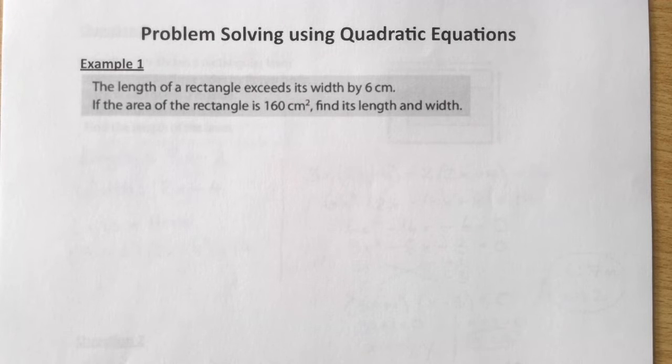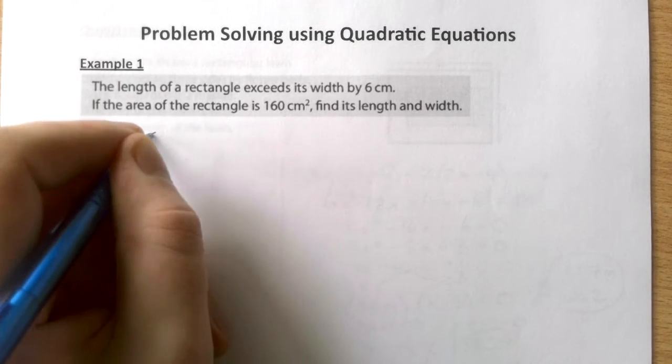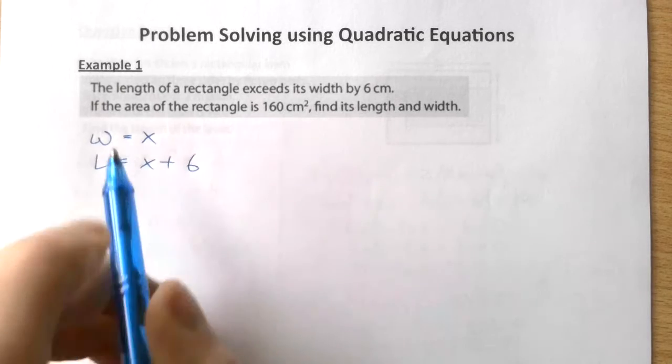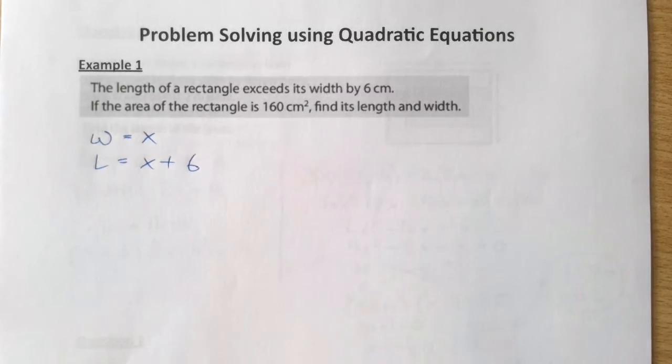So the length of the rectangle exceeds the width by 6. Say, for example, we assume the width is going to be equal to x, so that means the length is going to be x plus 6. And it says if the area of the rectangle is 160, we have to find its length and width.